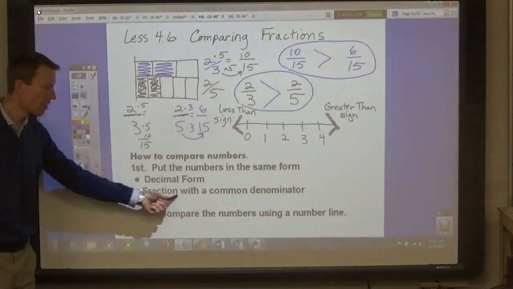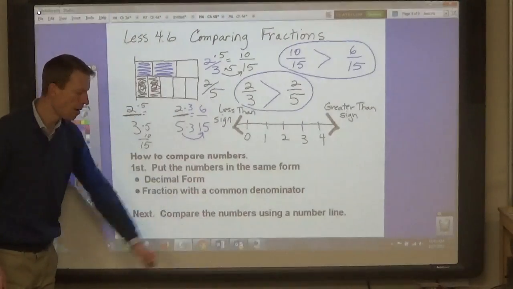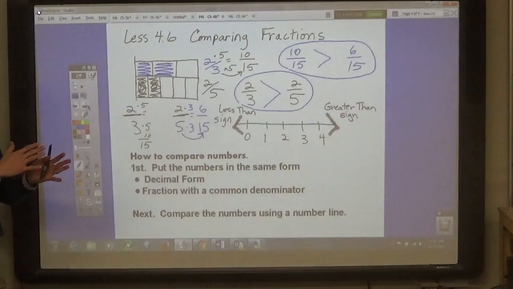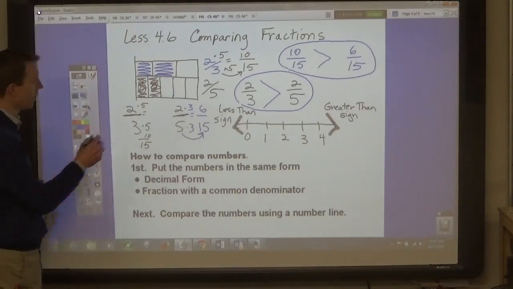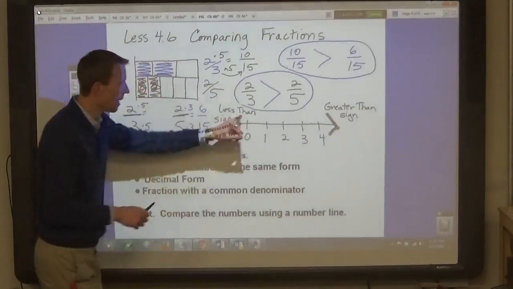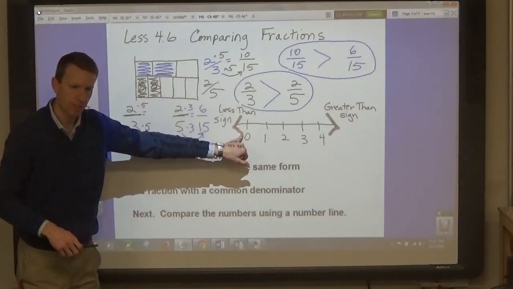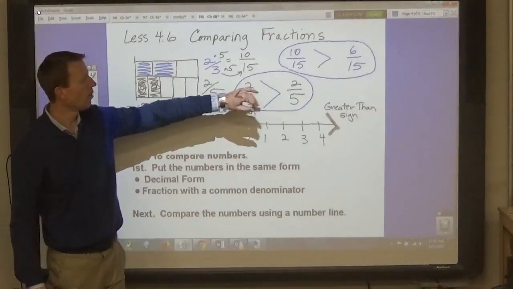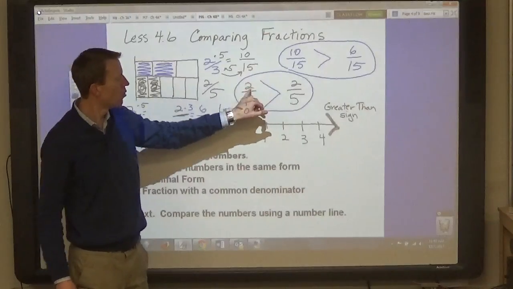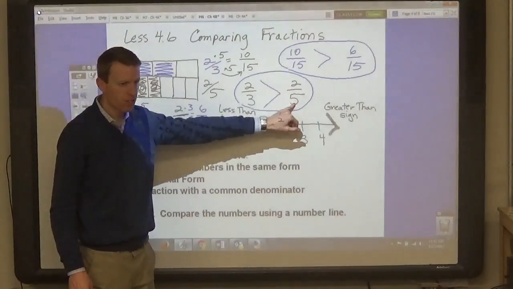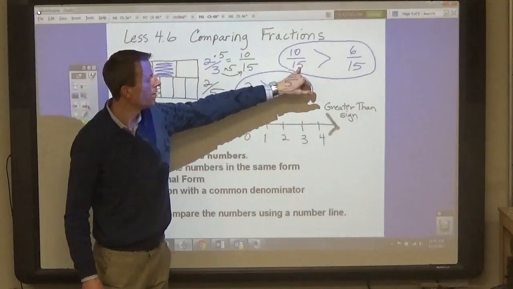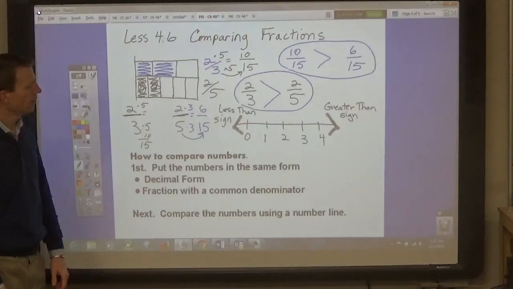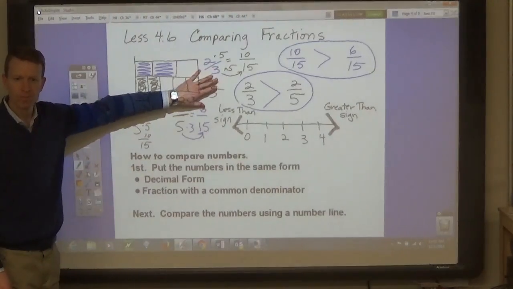Decimal form, fraction form, so they have the same denominator. And then you can tell the value of them. Which ones are greatest and which ones are greater or least. The less than sign points to the left. The greater than sign points to the right. So if we were writing this out, 2/3 is greater than 2/5 because 10/15 is greater than 6/15. Okay? You remember doing that? Okay.